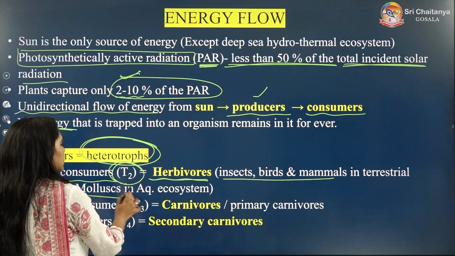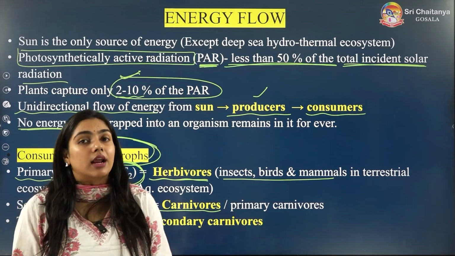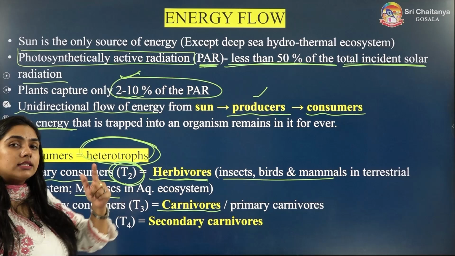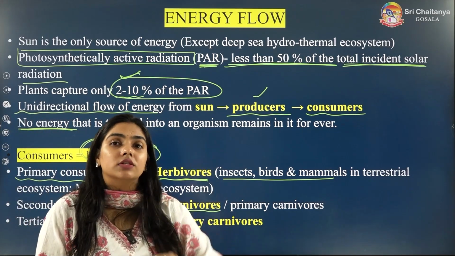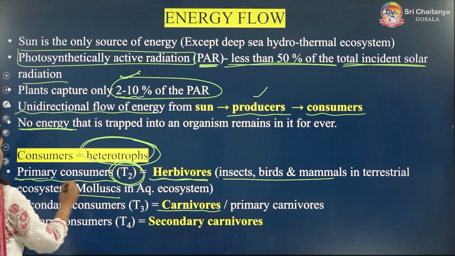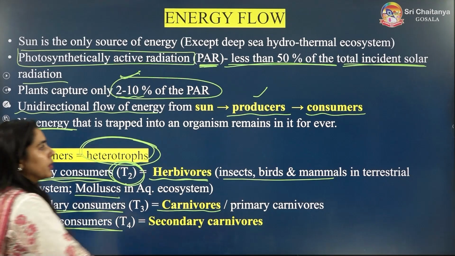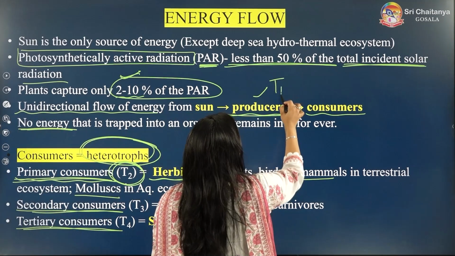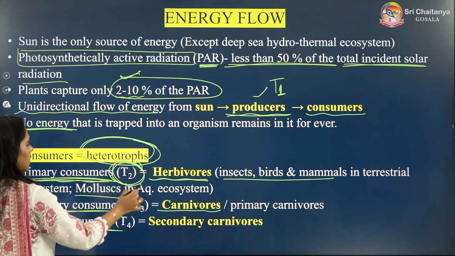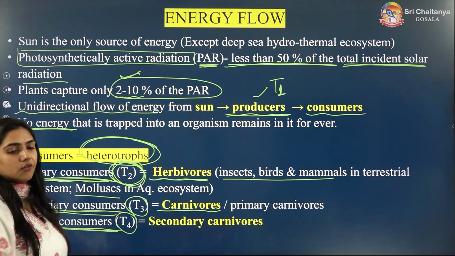They come at the second trophic level. Then comes the carnivores, or you can say primary carnivores as well. Okay, so carnivores are eating the herbivores. Then comes secondary carnivores. So secondary carnivores are eating the primary carnivores, right? So all these are the consumers: primary consumer, secondary consumer, tertiary consumer. Producers are coming at T1 level, first trophic level. And primary consumers are coming at second, secondary are coming at third, tertiary are coming at fourth, right?